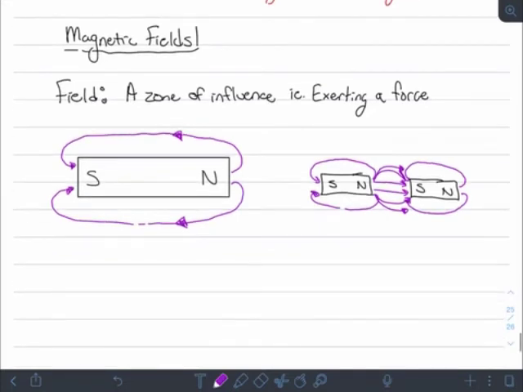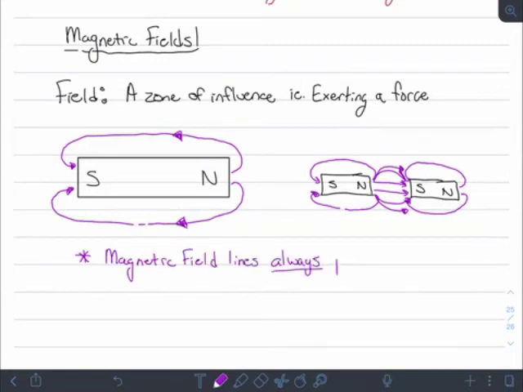Okay, so you need to remember magnetic field lines always point from north to south.